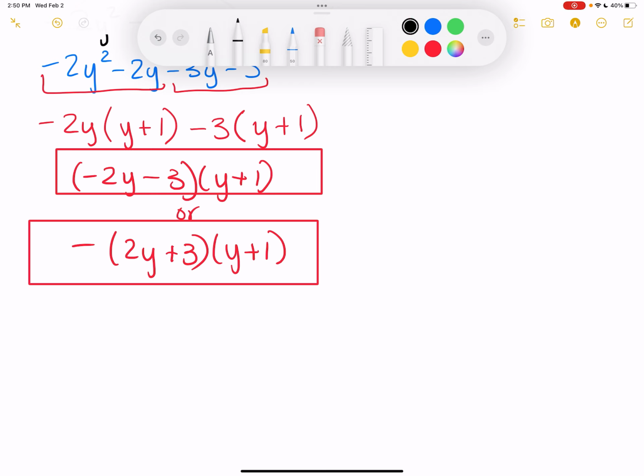All right, let's do another one of these. Negative 5m squared plus 6m minus 1.